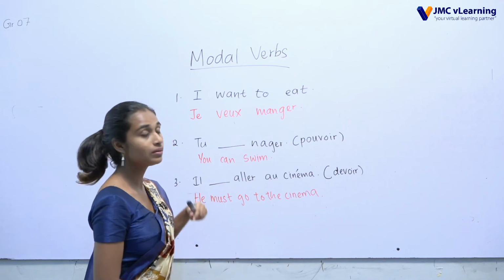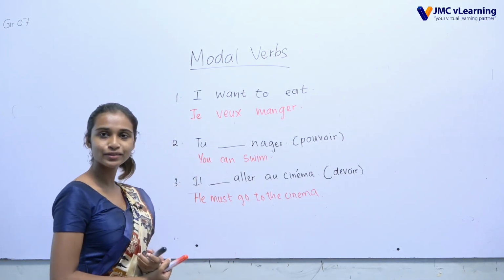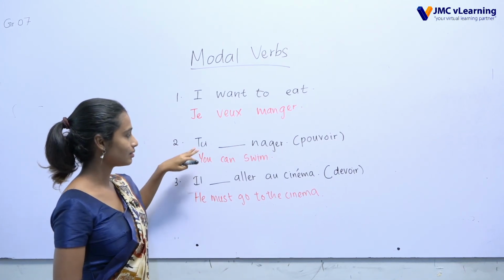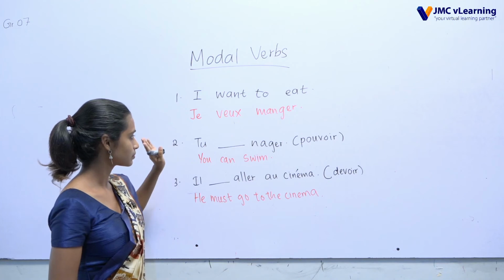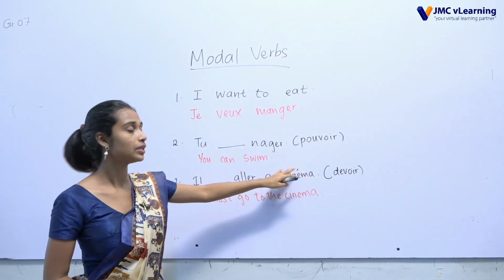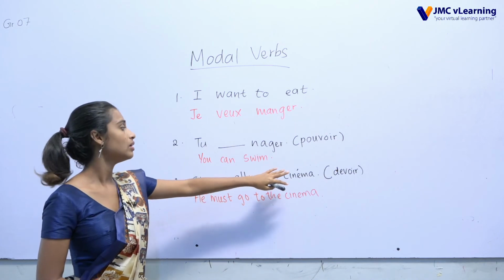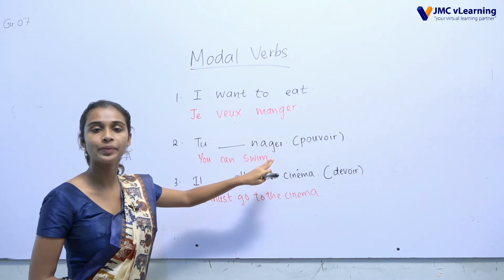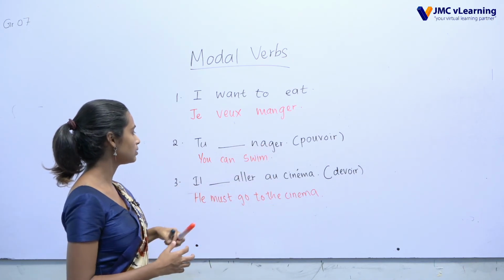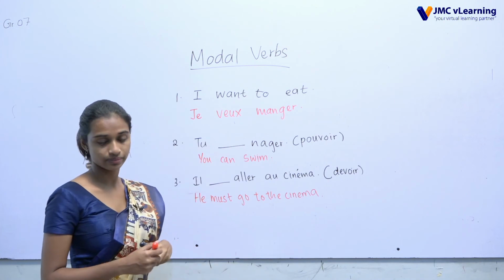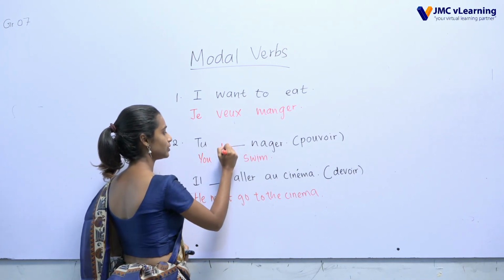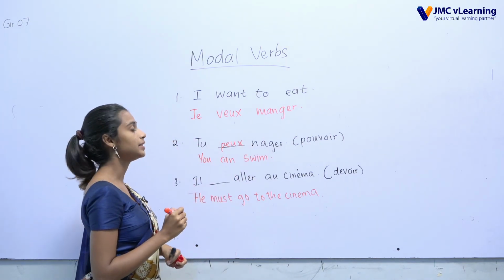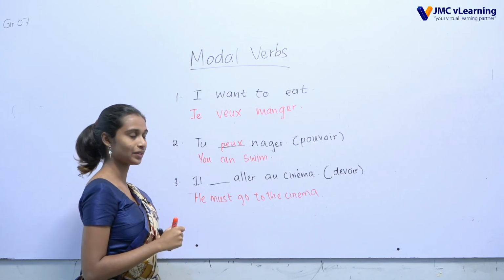Okay, so now have you all finished answering these two questions? Very simple, isn't it? Okay, so now you have to conjugate the pouvoir verb: tu blank nage, according to tu, right? You can swim. What do you mean by nage? Swim, right? So how do you conjugate pouvoir verb with tu? How did you write? Tu peux nager. You can swim, right?